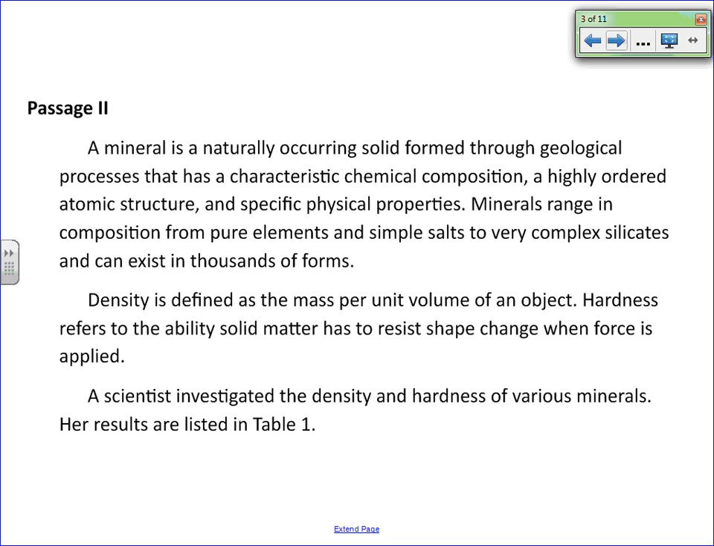Did anyone have any words that jumped out at them as confusing that we should circle, highlight, or underline? Marcus? Geological. Nice. Atomic. Silicates. Nice. Other words. We have geological, atomic, and silicates. Any other words going once? Going twice?